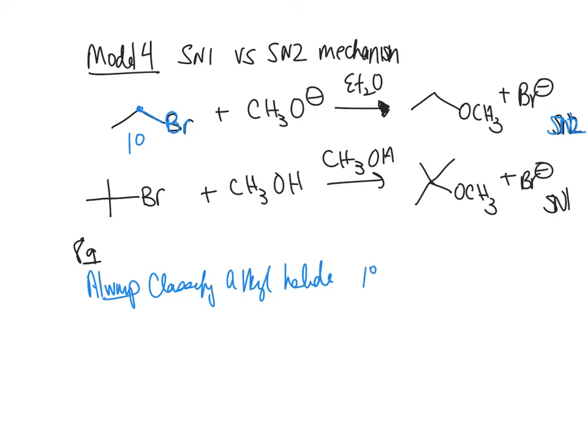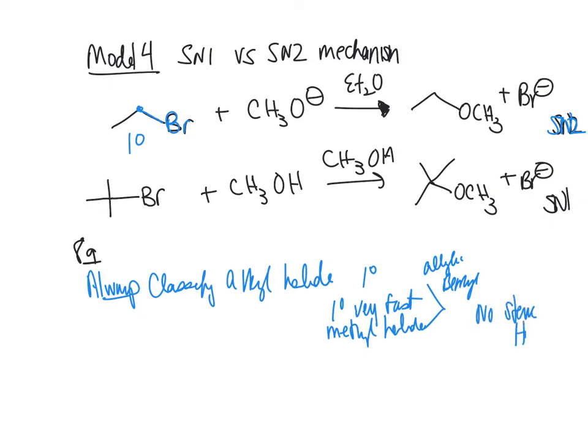What type of alkyl halide reacts fastest in an SN2 reaction? A primary is very fast. Okay, methyls are also fast. So are allylic and benzylic. That's one they do have in common. Okay, so these are fast because they have no steric hindrance. You've got to get backside attack. And that's your rate determining step.